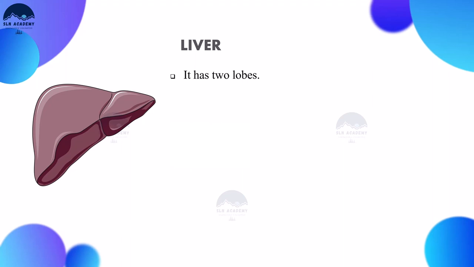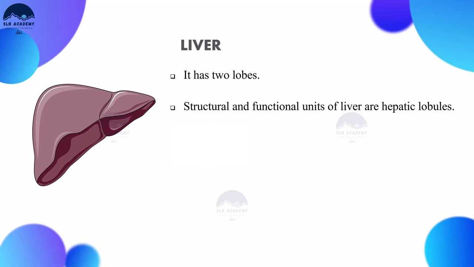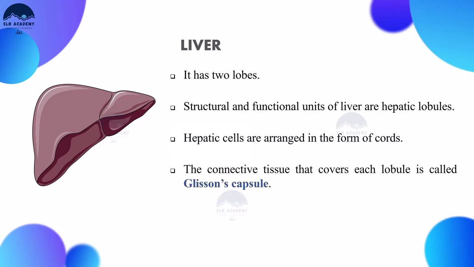Liver has two lobes. Structural and functional units of liver are hepatic lobules. Hepatic cells are arranged in the form of cords. The connective tissue that covers each lobule is called Glisson's capsule. Hepatic cells secrete bile with pH 7.6.